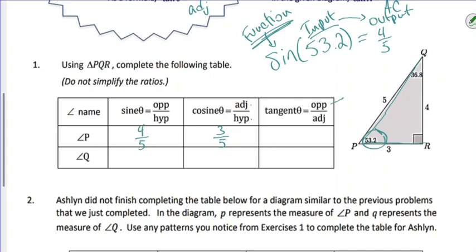Tangent is the ratio between the opposite and adjacent. So that's relating this side to this side, and that's 4 over 3. Now I'm going to change my marked angle. Instead of P, now I'm changing it to Q. So with Q as my marked angle here, I'm trying to find the sine function, which is the opposite over the hypotenuse. That's 3 over 5. Then for cosine, that's adjacent over hypotenuse. That's 4 over 5.